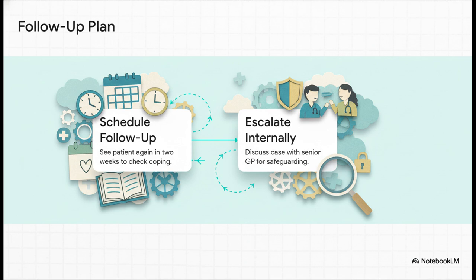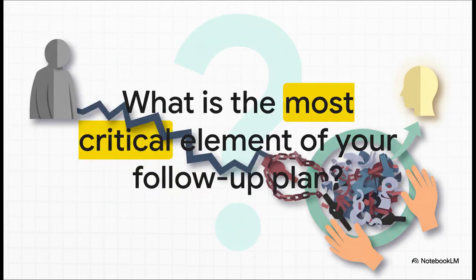These are non-negotiable. This entire case highlights the link between discrimination, mental health, and harmful coping mechanisms. The most critical element is recognizing that link. Your job isn't just to manage symptoms, it's to identify this connection and intervene safely and effectively.